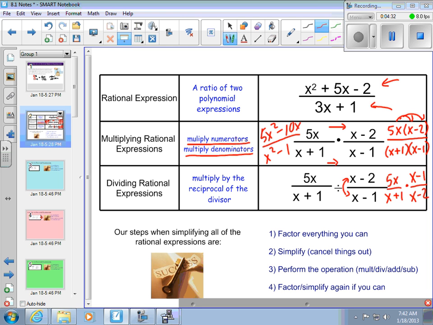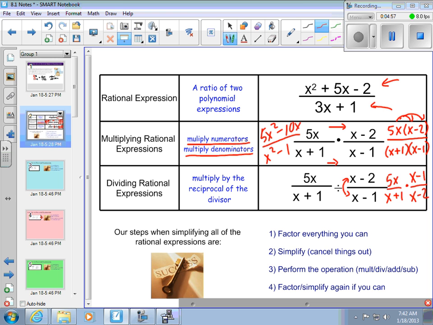Okay. So what are those steps we want to be doing then? We want to try to, as we go through now and simplify, factor everything we can. Simplify. Another word for simplify is canceling out or trying to eliminate things that you can see on top and bottom, numerator and denominator. Perform the operation, whether it be multiplying, dividing, add, subtract, and then factor, simplify again if you can.